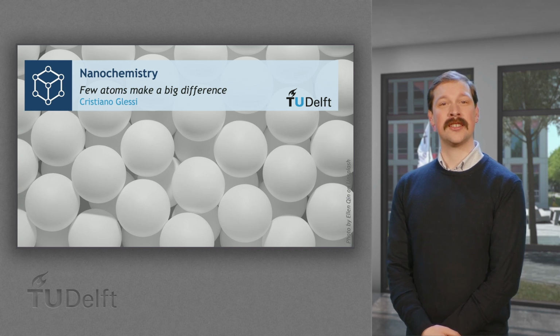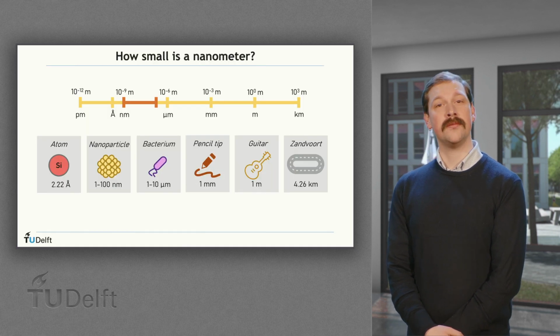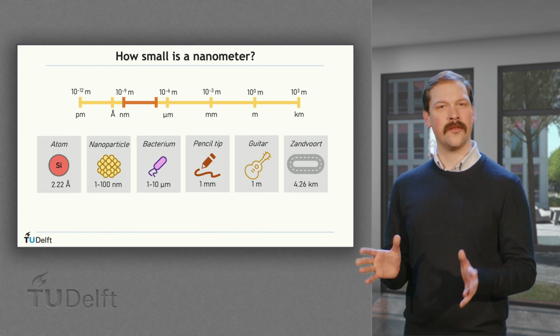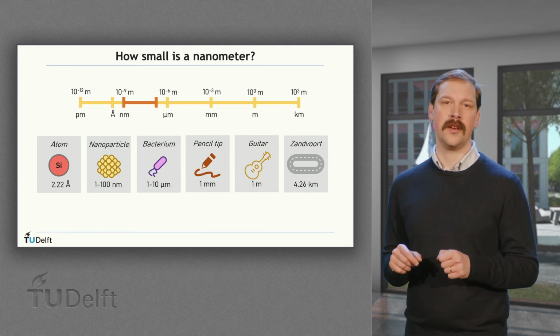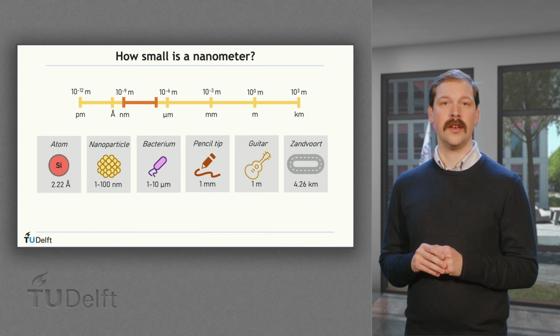Today, we will discuss nanochemistry. Nanochemistry is the study of chemistry at the nano scale. But how small is a nanometer? A nanometer is 1,000 millionth of a meter. Let's try to visualize it. A pencil tip is 1 millimeter in diameter. That is still a million times bigger than a nanometer.